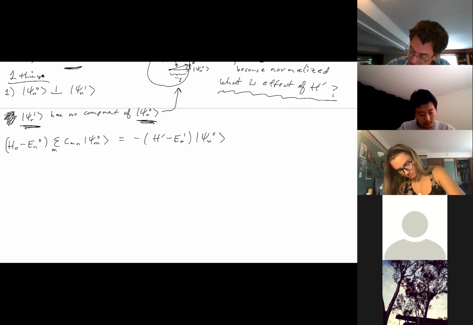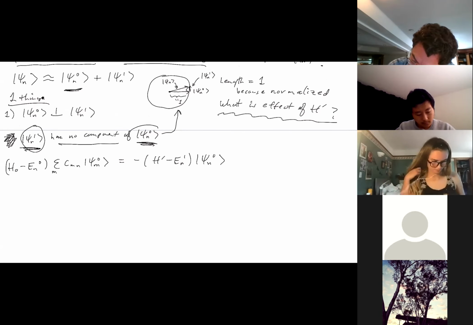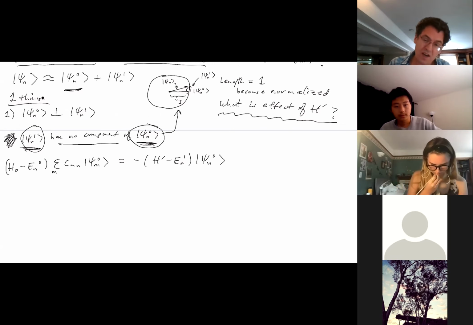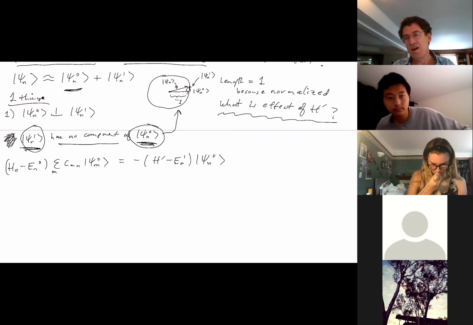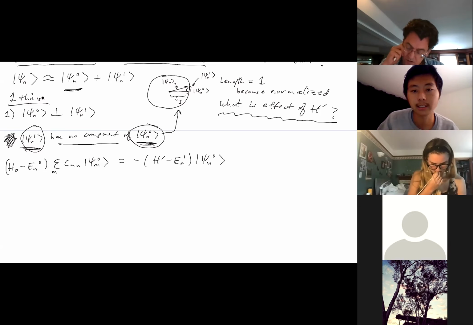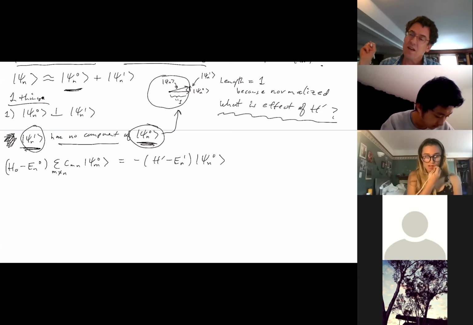But look, psi n1 has no component of psi n naught. And so when I do this sum over m, one component is missing. What component is missing? The psi n naught component. That's right. m cannot equal n.